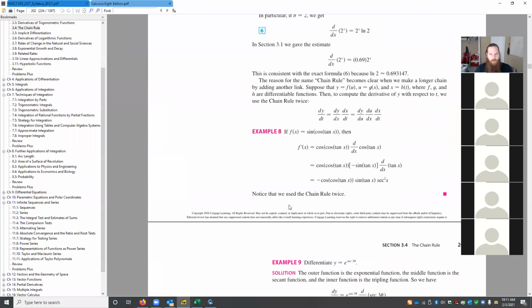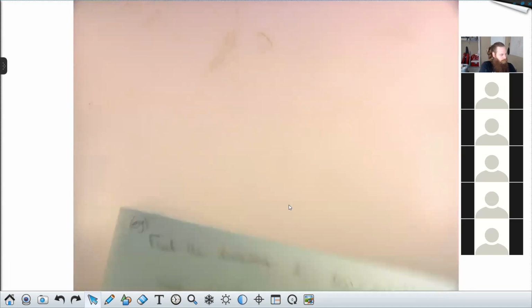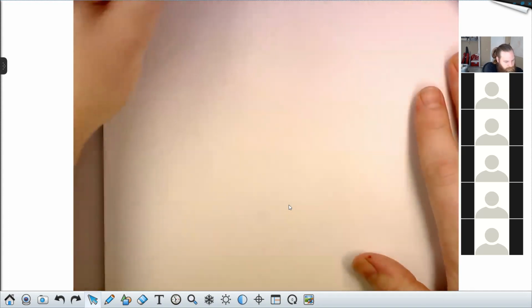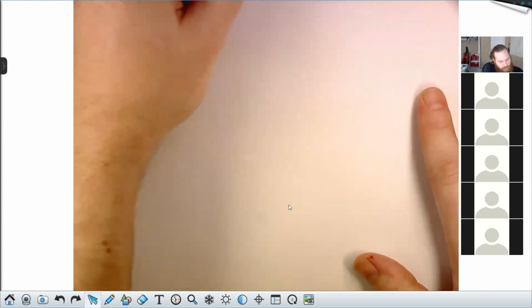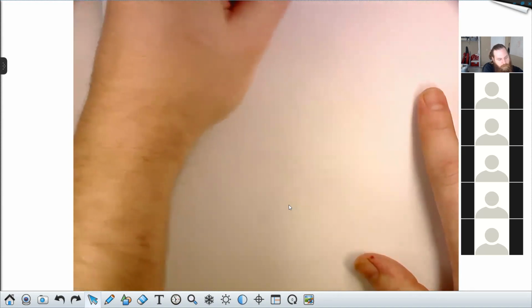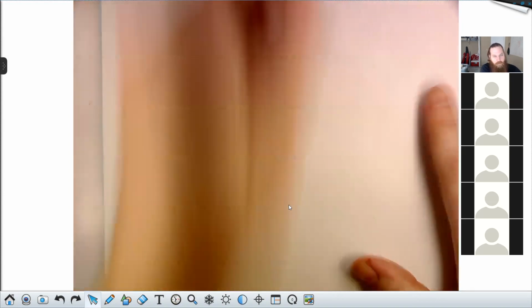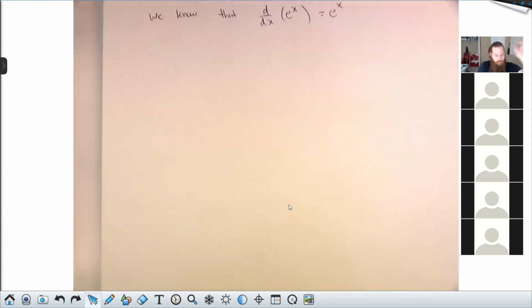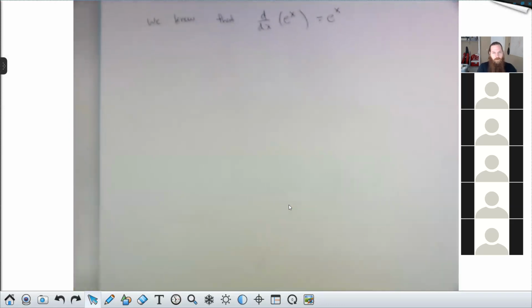Oh yeah, we can do arbitrary other exponentials now too. So we've seen before that the derivative d/dx of e to the x is e to the x. But what about other exponential functions like 2 to the x or 5 to the x or 1/3 to the x?